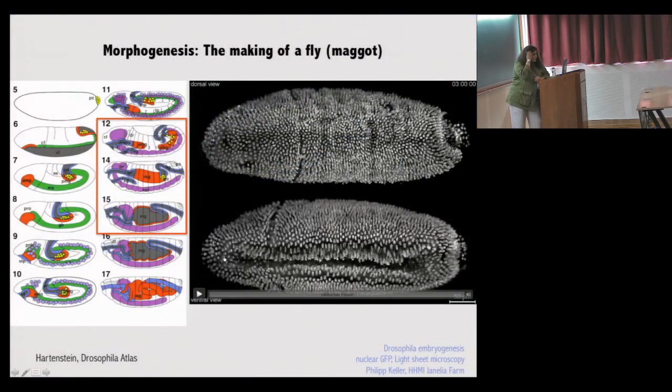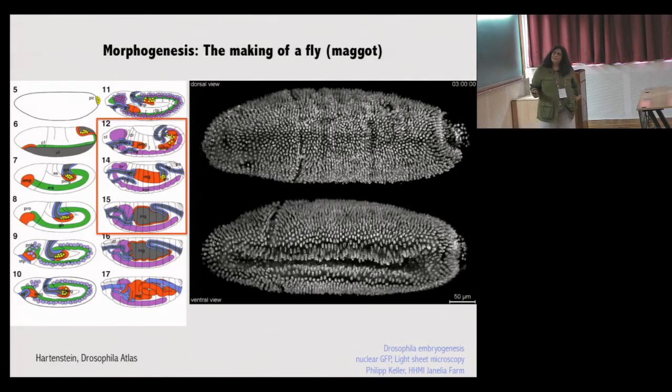Okay, so that was one kind of pattern. This is a second animal. This is a fruit fly, which again you would have seen on bananas quite often.